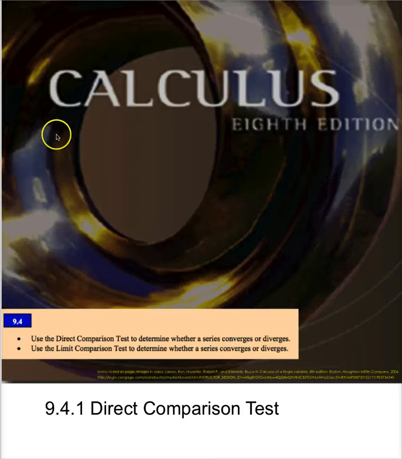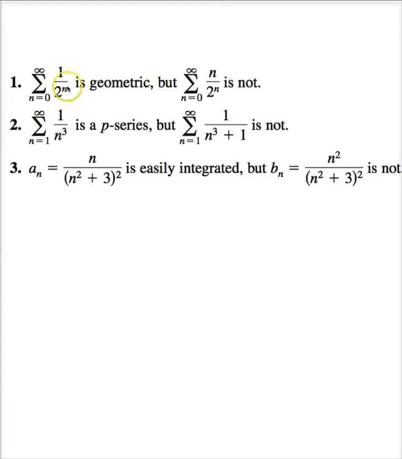The next test we're going to look at is a direct comparison test. Suppose I have the series from 0 to infinity of 1 over 2^n. This is geometric. However, if I throw an n in the numerator, it's not geometric, so I cannot find what this one is. And if I sum from 1 to infinity of 1 over n cubed, this is a p-series. But if I add a plus 1 in the denominator, it's no longer a p-series.